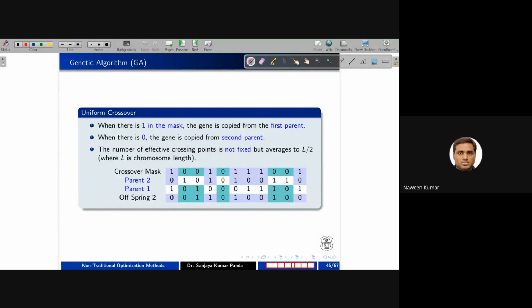Sir, if it is possible, could you share this slide in our WhatsApp group as well? It would be better for us. The slide is already shared in the WhatsApp group. Yes, sir. Thank you, sir. You go to materials, you will find the slide. No problem.